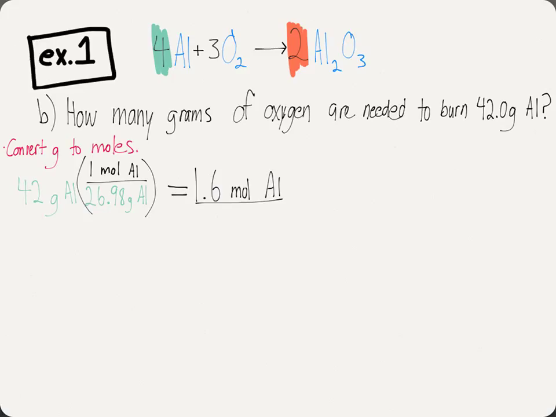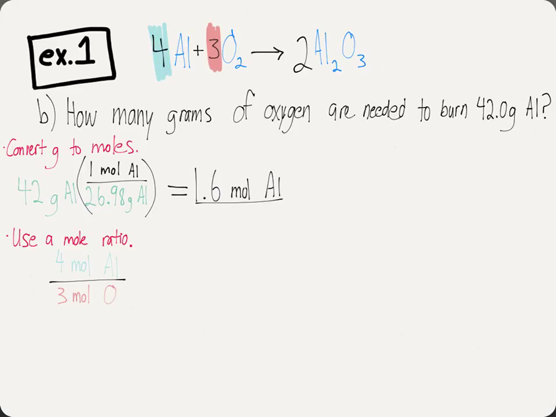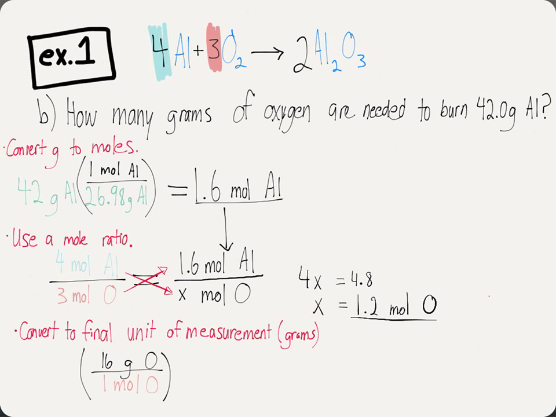Our next step on our list is to use a mole ratio to convert between moles of aluminum and moles of oxygen. Our ratio shown here is 4 moles of aluminum to 3 moles of oxygen. So we multiply this by our 1.6 here, set it up as an algebraic problem, cross multiply, and we come up with the answer of 1.2 moles of oxygen.